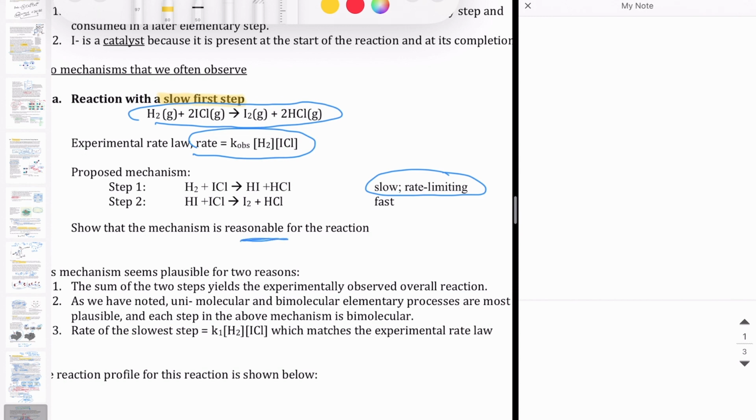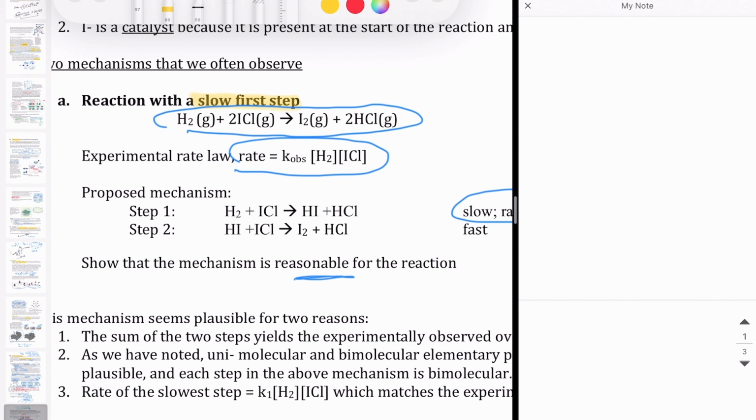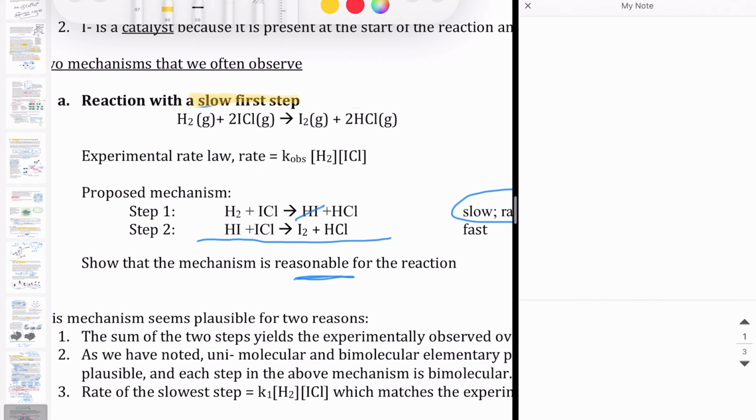Well, we're going to go through our three different categories of confirmation tests. The first one is just adding the reactions, making sure that the sum of the reactions is the same as the total reaction. We're just going to add these two reactions. If there's any species we can cancel, we'll cancel them out. It looks to me like the HI here can be canceled. And then we have H2 plus 2 ICl forming I2 plus 2 HCl. And of course, that's exactly what the overall reaction is, this on the top here. So we satisfy our first criterion.